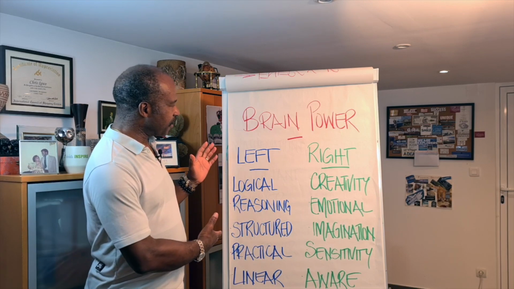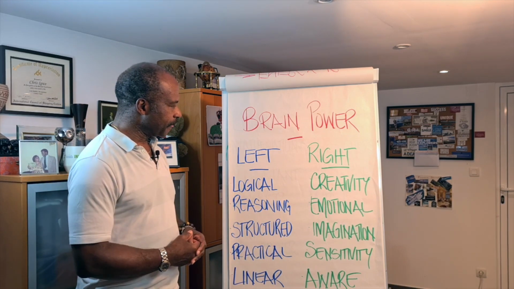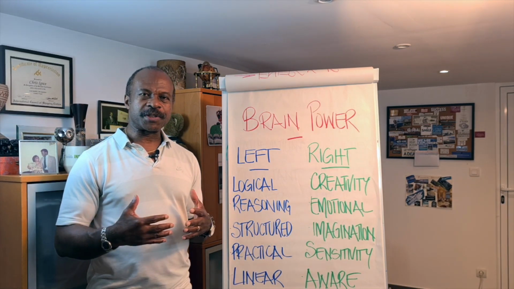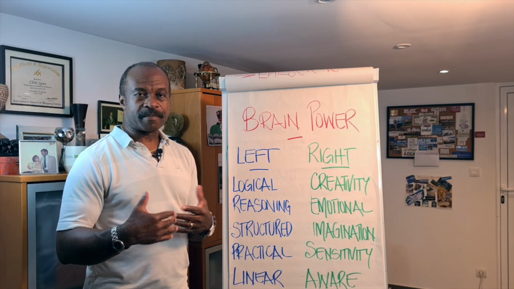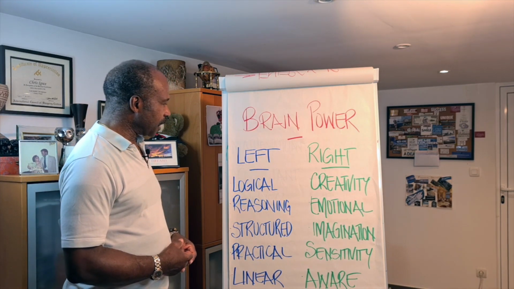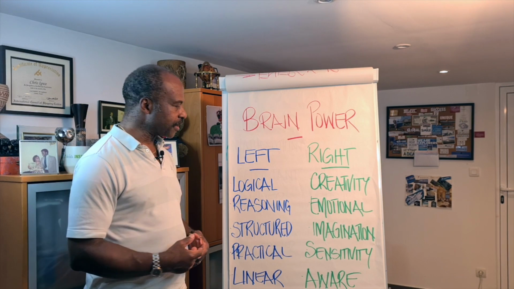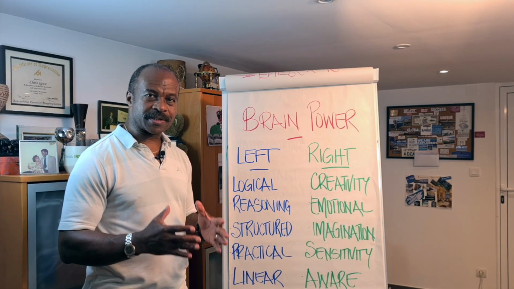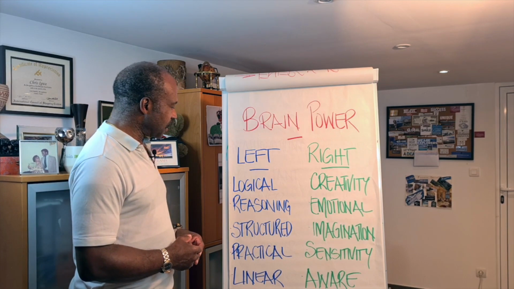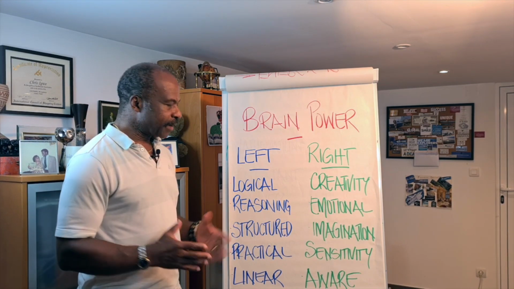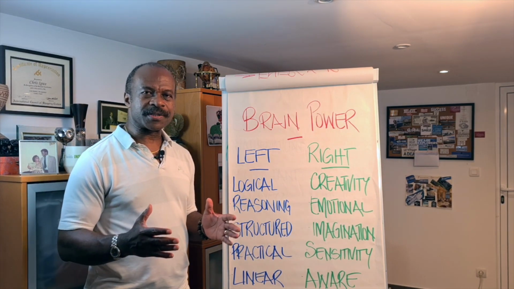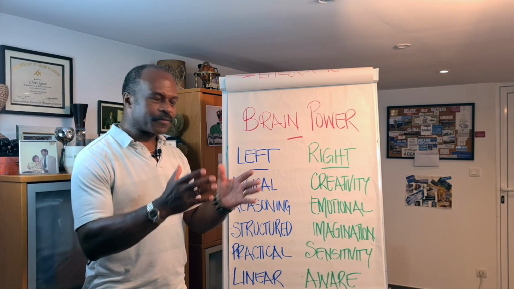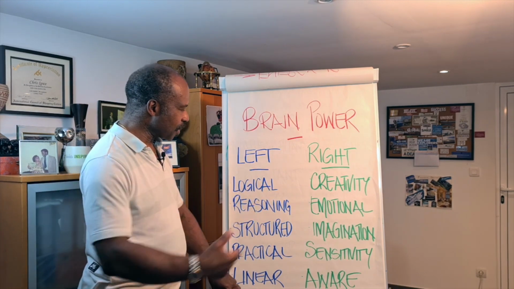On the other hand, you have those who are more left brain. And the left brain individuals are considered in terms of being logical, for example, having more reasoning faculties and abilities, having a more structured approach to the way in which they do things and see things, how they see the world, more practical, and perhaps more linear as well. So there's a thought process that continues one step after the other.